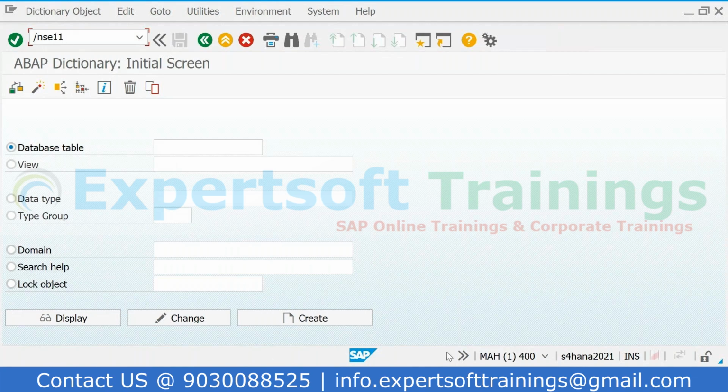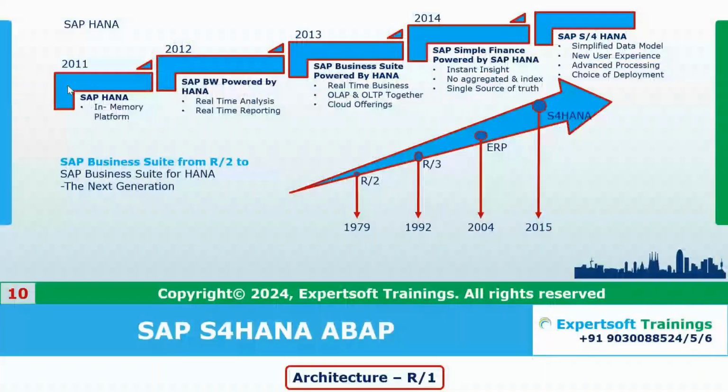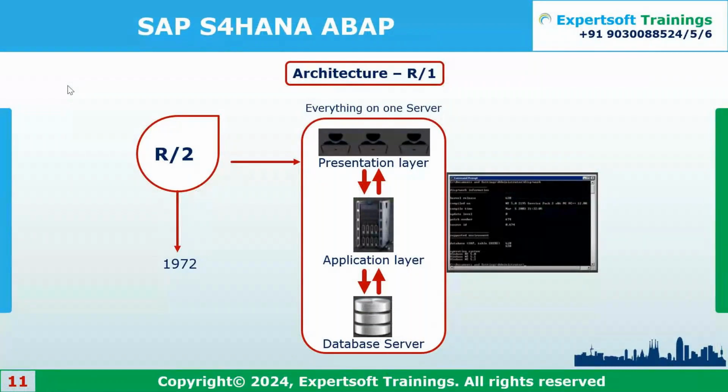Let me go to another slide, then I will explain that to you also. So this is the R1 architecture. By mistake R2 is written here, but this is the R1 architecture. What was happening in R1 architecture? There was one box, and in that one box they kept all the things: database, application, and presentation. And there was a black screen on which people used to work.